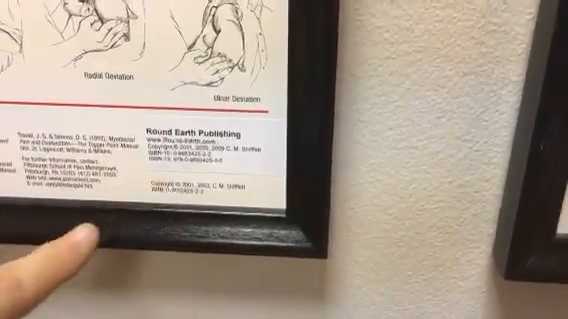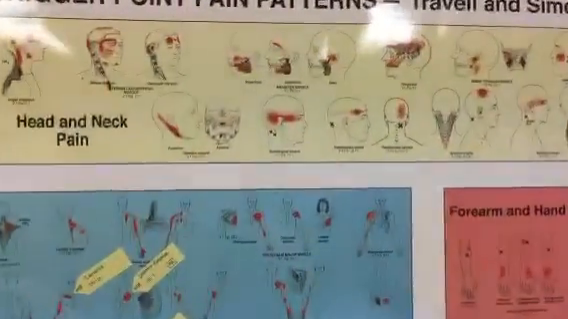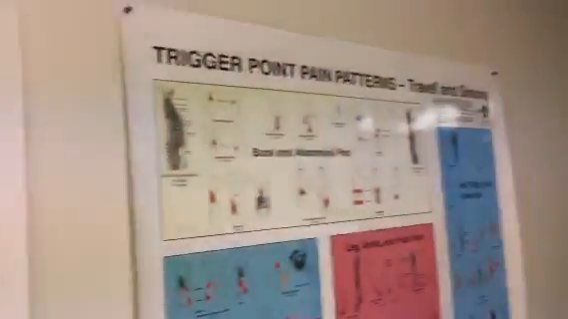So these two charts are the range of motion testing charts by Richard Finn and C.M. Shiflett, and then these charts that she just showed you as well. These are the trigger point pain patterns from Travell and Simons, and these are both upper and lower body versions.